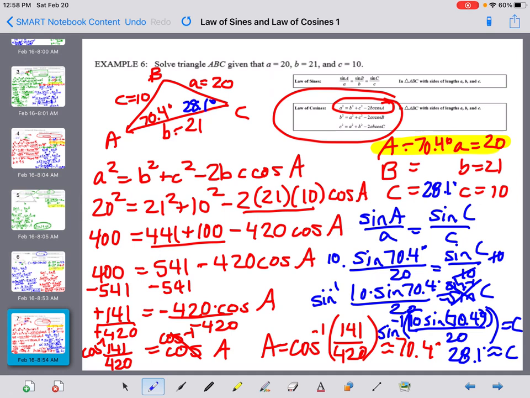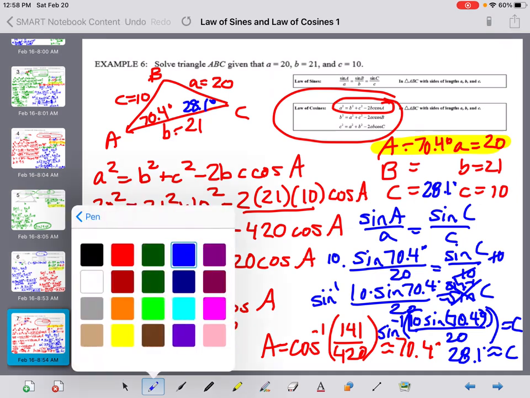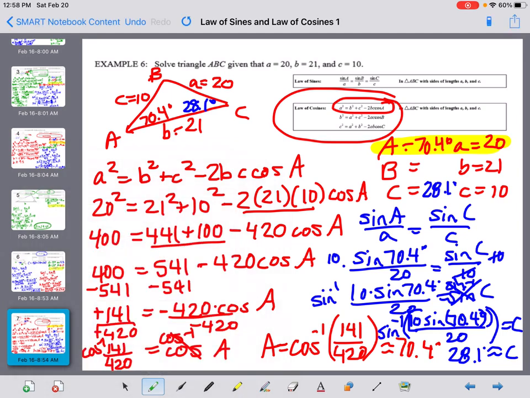So I have one more angle to go. You can use law of sines, but if that's obtuse, it won't find it. But the nice thing is I can do my subtraction. So angle B is going to be 180 minus the other two I already found, which were 70.4 and 28.1. So 180 minus 70.4 and 28.1 leaves me with 81.5.